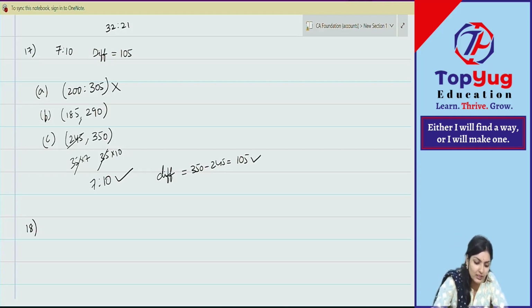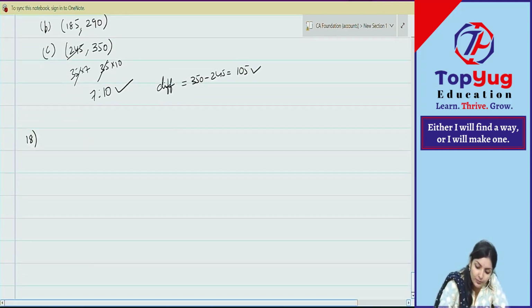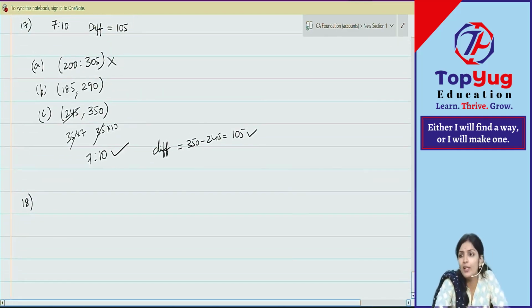Shall I proceed next? Now 18th one. Am I going fast? No, right?